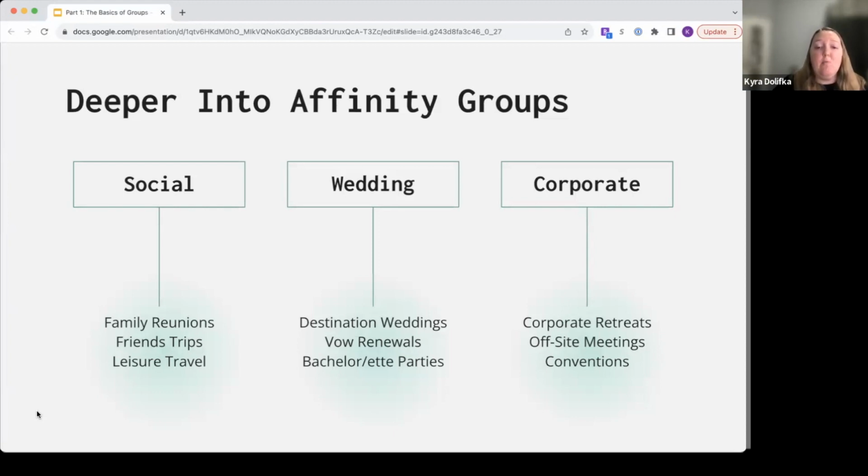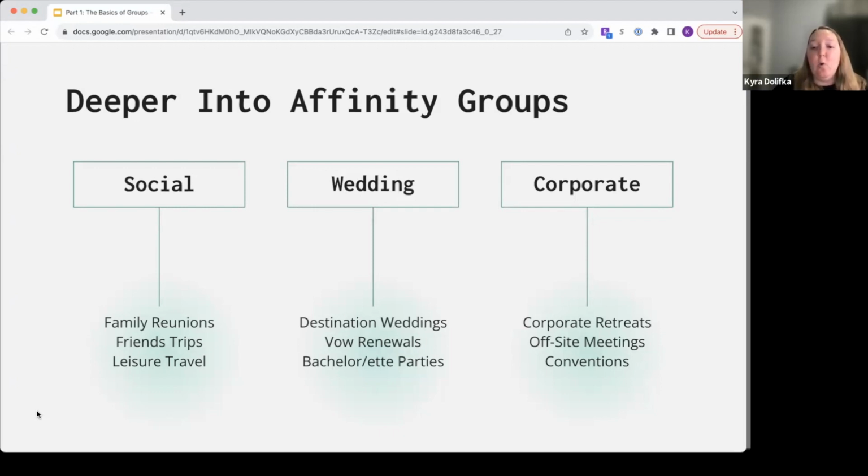Now you look at a wedding group, like a destination wedding, vow renewals, or bachelorette parties. These type of groups probably want some events together, right? They probably, if you have a destination wedding, they're going to have, you know, a ceremony and possibly a reception. Maybe they want to have dinner together. These groups really are more known for spending the time together, okay? That's going to kind of differentiate your social and your wedding groups. They're both traveling for more fun purposes.